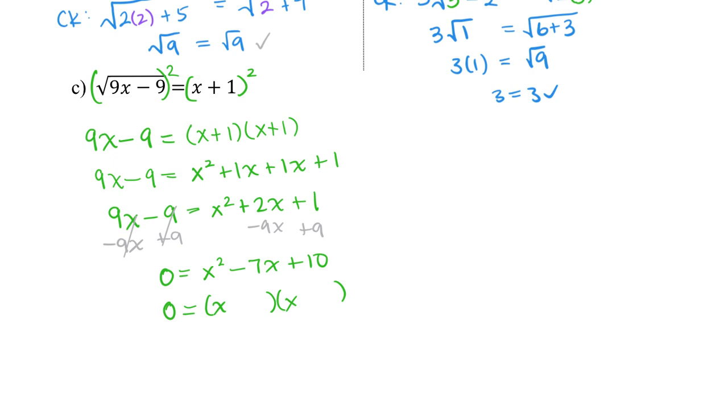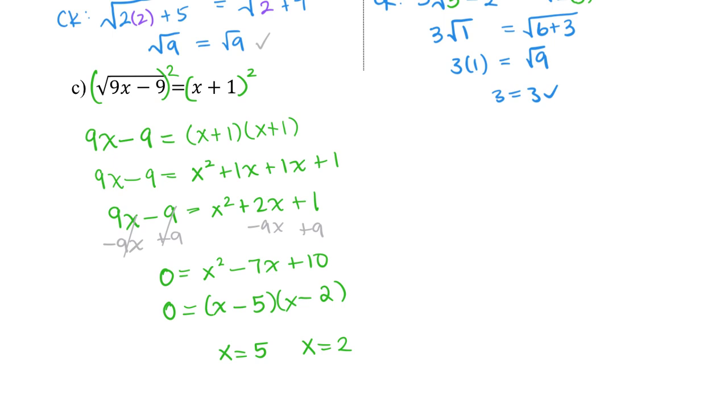x has to multiply to 10, so 5 times 2. It has to add up to minus 7, so minus. So my answers are x equals 5 and x equals 2. Okay, that was already a lot of work. What do I have to do now? I have to check it.